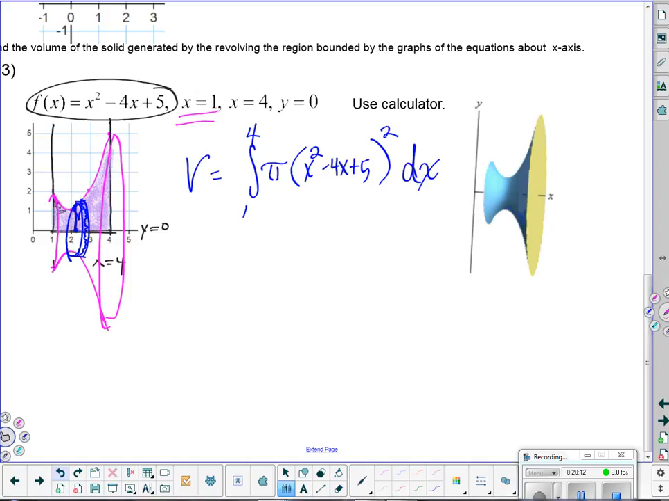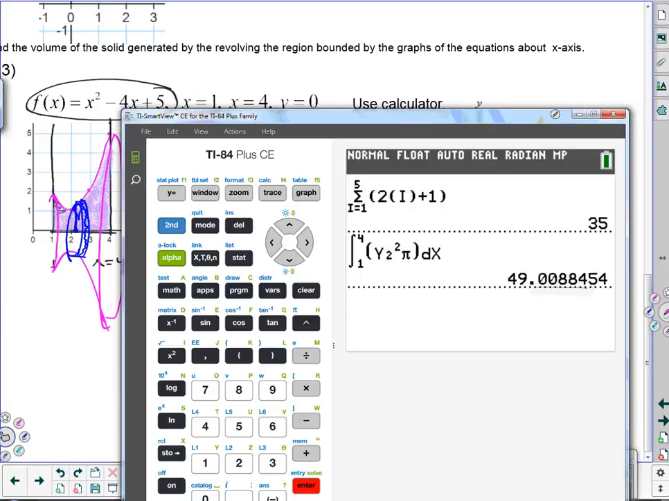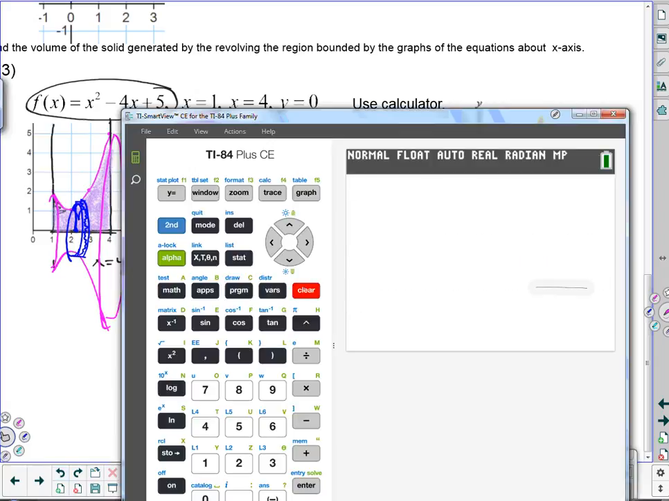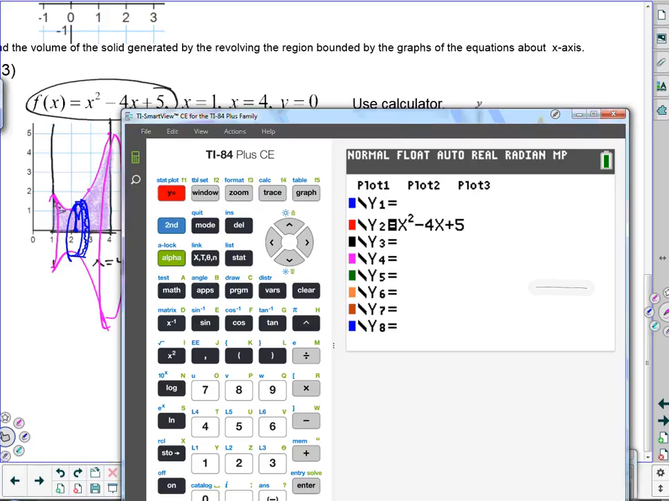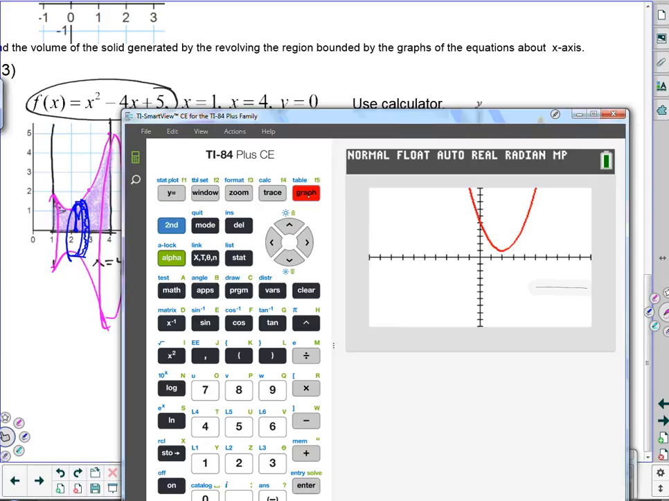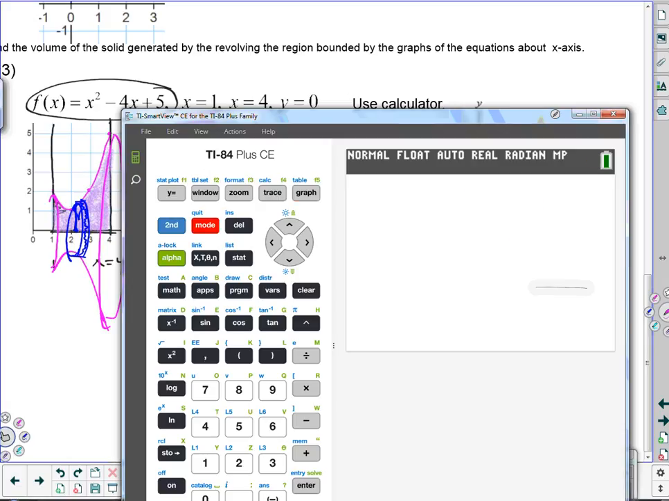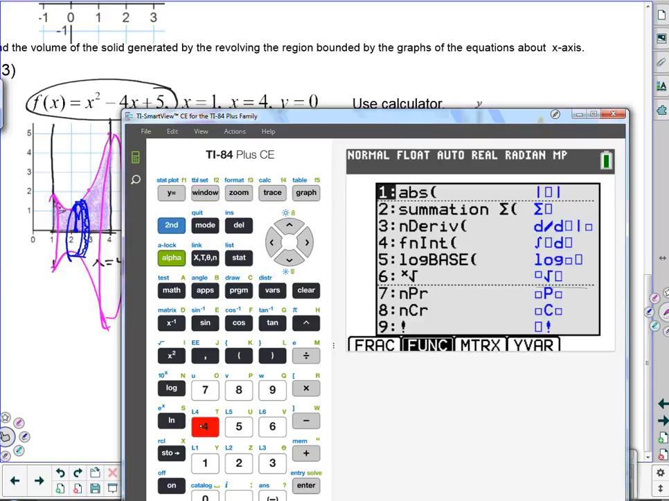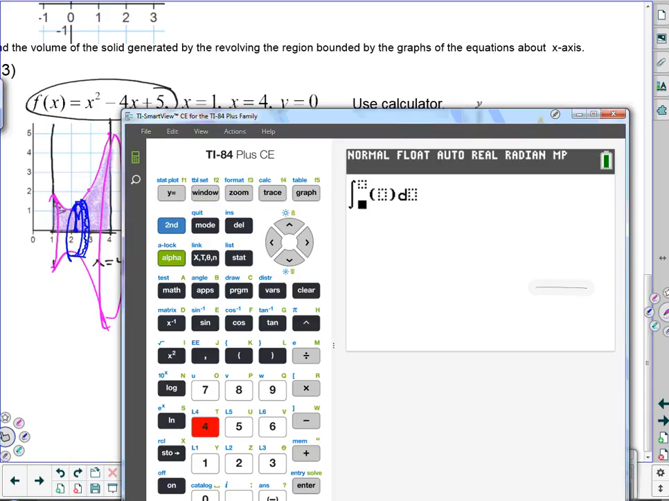So, calculator this. All right? Grab your calculator and see if you can get a value out of this. So load it up. You could graph it. It looks like what we had. And the only place you can get your integral work is from your home screen. So go to your home screen and set up your integral.